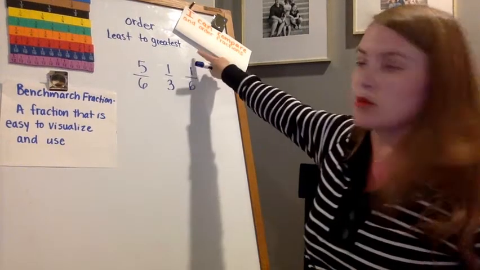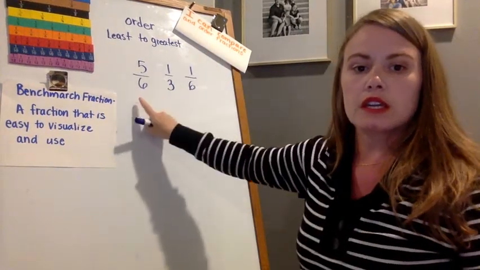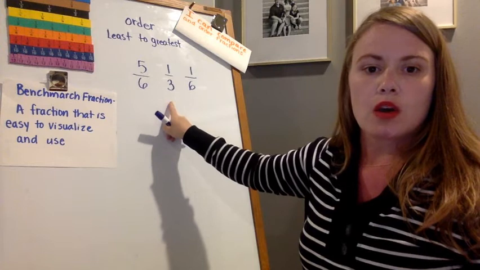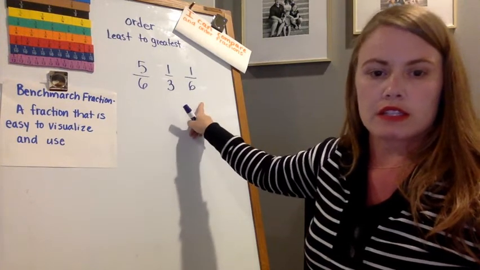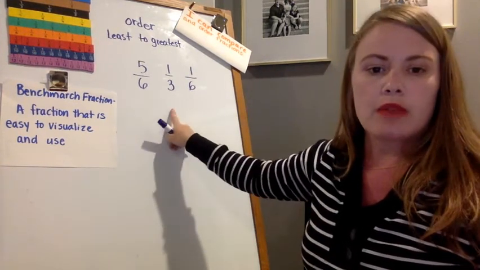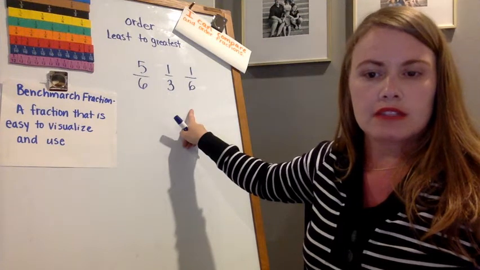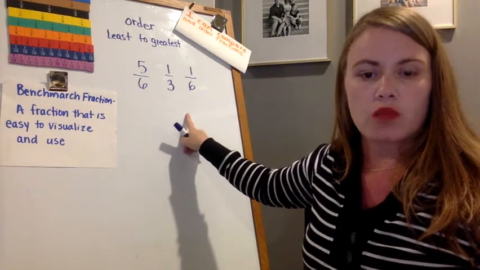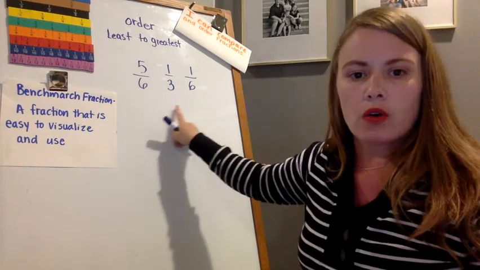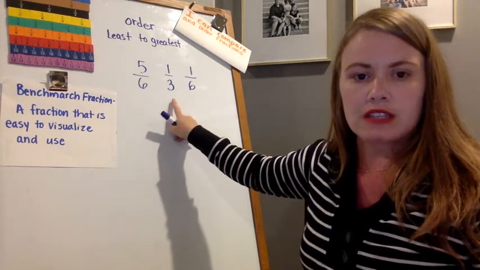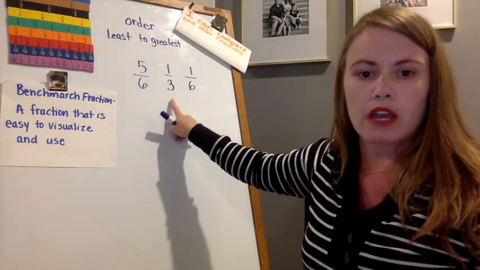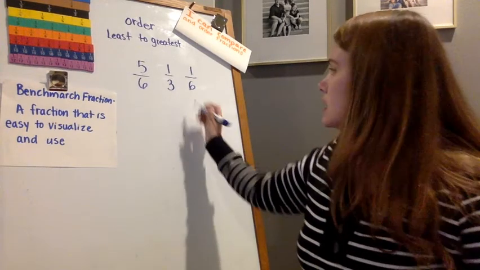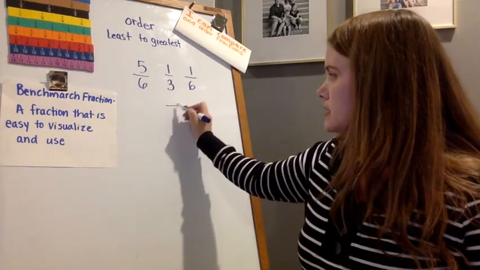This one I'm going to again order least to greatest. I have 5/6, 1/3, and 1/6. So if I look at this one, it would make sense to make all of these have the same denominator, since I don't have a benchmark fraction of 1/2. So I can change this one to 6, because if I look at my multiples of 3, I go 3, 6. So I can change this one to 6.